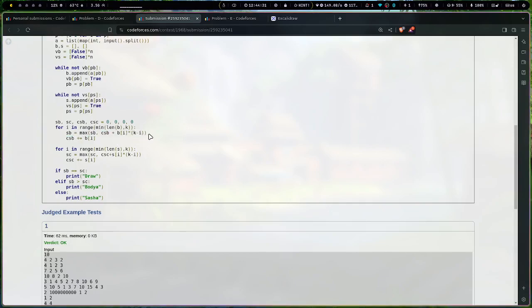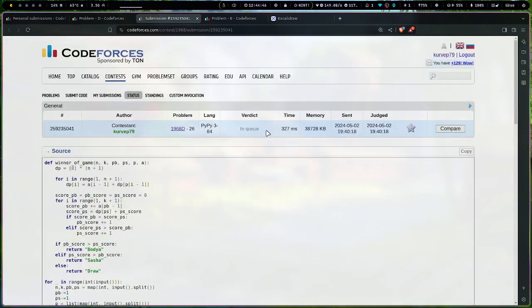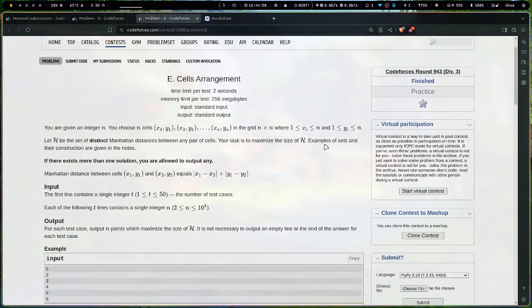So this is the small trick that you can use if you don't know; in many problems, it will work. So we will do the same thing for Bodia, and the same thing for Sasha, and at the end, whoever has more, we will just compare and print it. Okay, so this will work. This is the E problem.